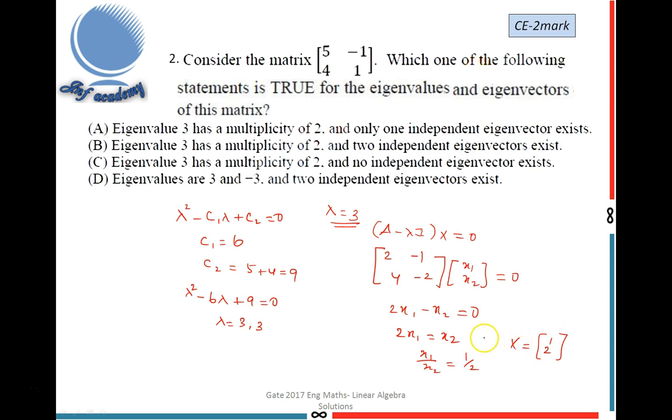Here only one independent vector exists. So the answer is option A: eigenvalue 3 has a multiplicity of 2 and only one independent eigenvector exists. The other three options are wrong. So option A is the correct answer.